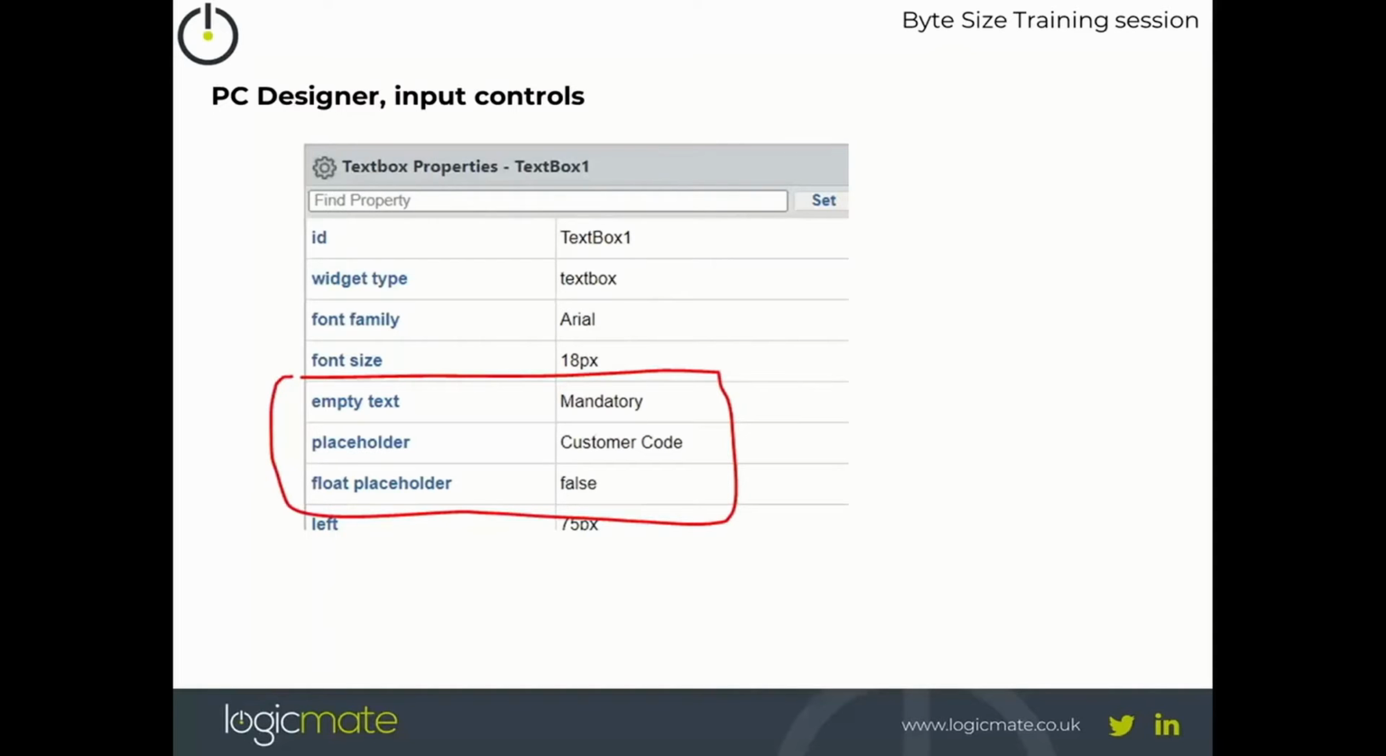which gives us the ability to specify an empty text. This is what appears in the input control when there's no value in that input control. I'll come on to show you an example of this, but I'm showing you the actual parameters we've got available to us. That would manifest itself when the box is empty. We can use that for putting descriptions to say which fields are mandatory, which ones are optional, and so on.